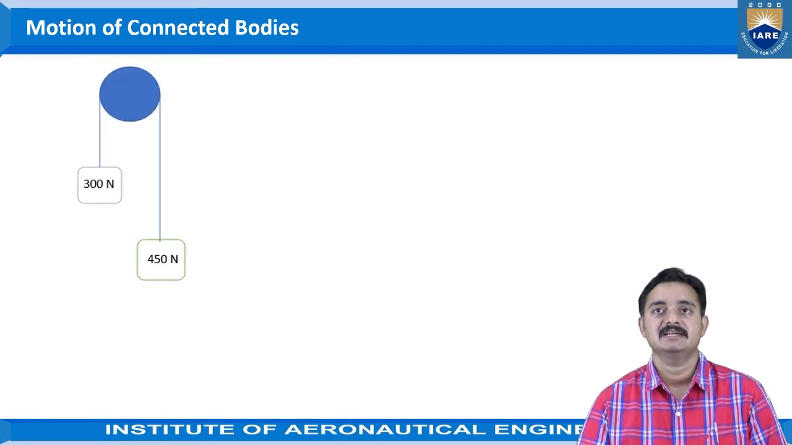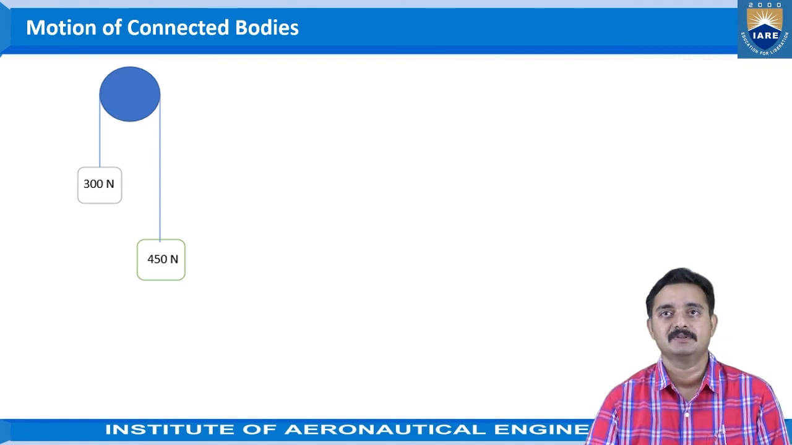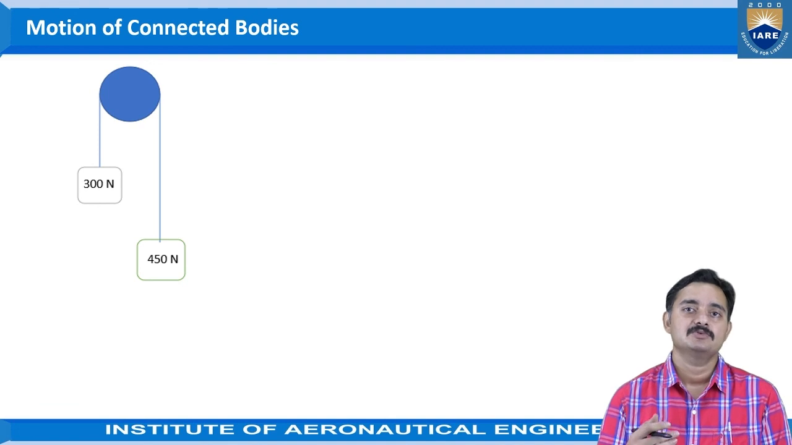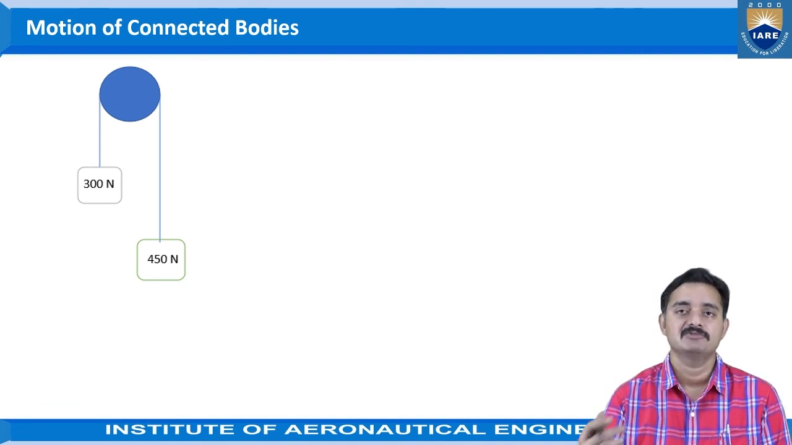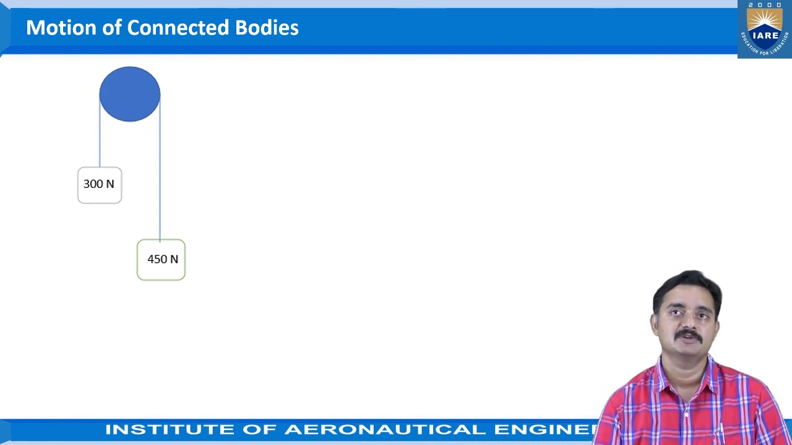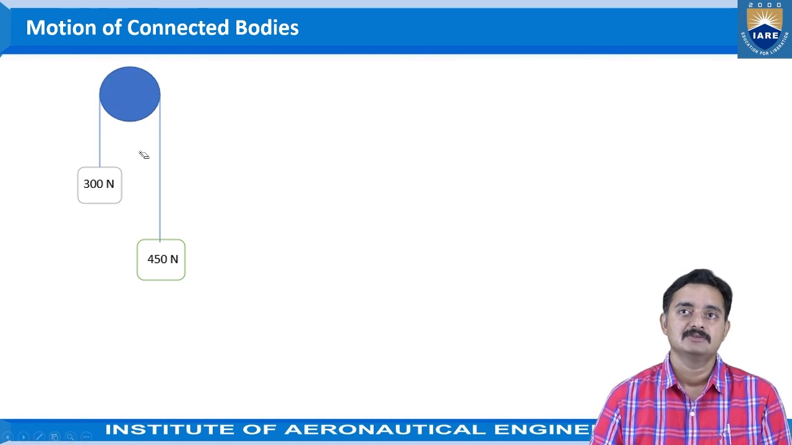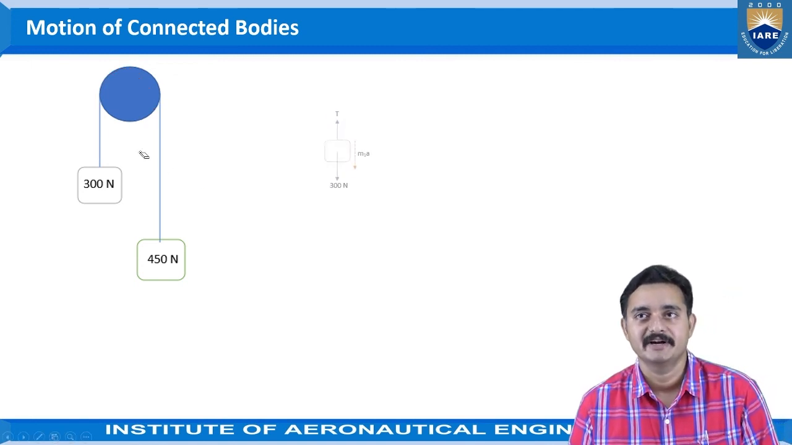Now let us see another case where the connected bodies are through pulleys. Pulleys are the equipment which are used to move the objects freely. Easily we can move the objects from a lower position to a higher position using the pulley. So here there are two objects that are connected with a string over this pulley. So for this, how will we consider the free body diagram?